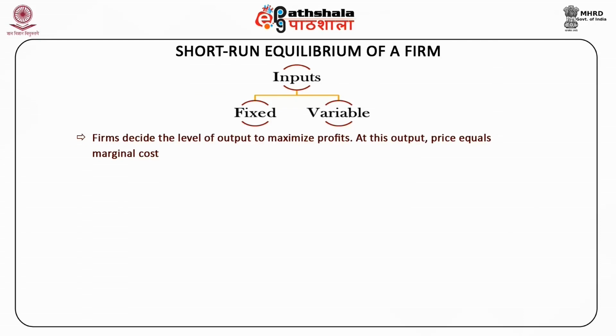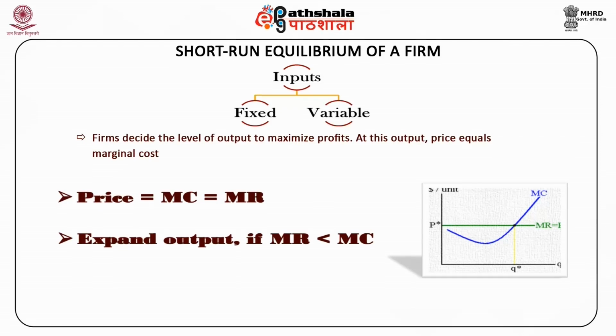The firms continue to expand their output as long as the marginal revenue exceeds the marginal cost, because by doing so they can add more to its total revenue than to its total cost. Similarly, the firm continues reducing its output as long as the marginal cost exceeds the marginal revenue, because then the firm will reduce its total cost more than its total revenue.